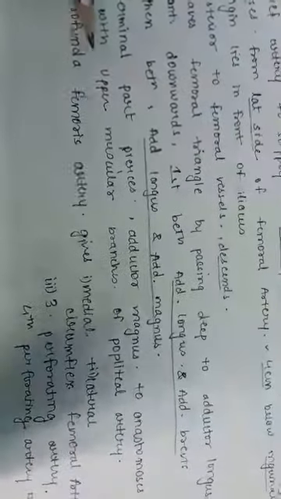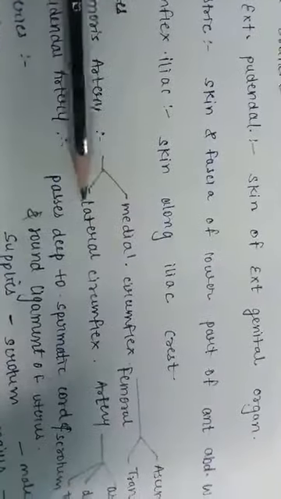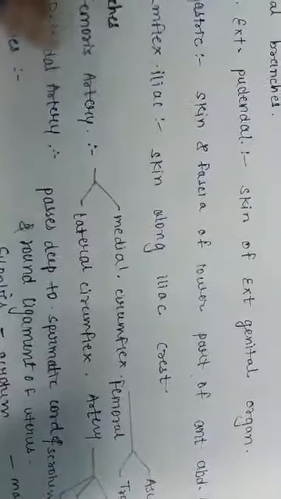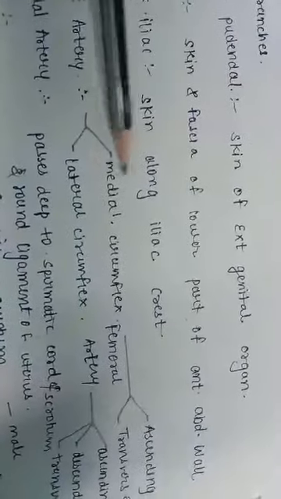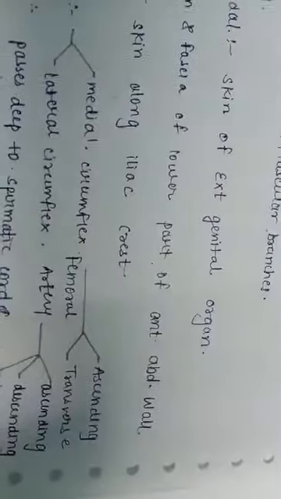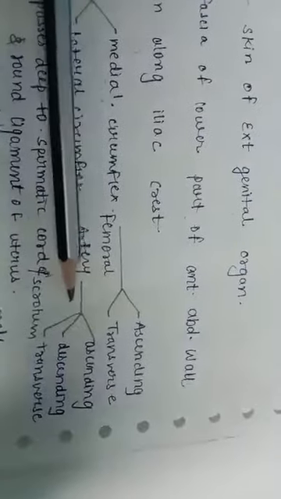The profunda femoris artery gives multiple branches. They are as follows. Profunda femoris artery first gives the medial circumflex femoral artery and lateral circumflex femoral artery. Here, the medial circumflex femoral artery again gives ascending and transverse branches, whereas the lateral circumflex femoral artery gives ascending, descending, and transverse branches.